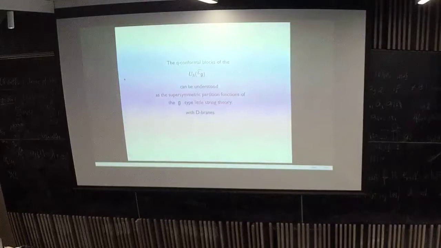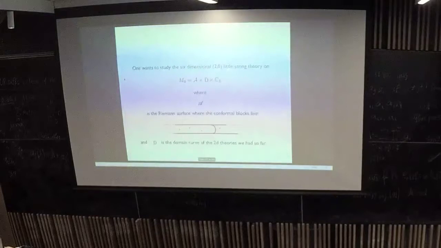Okay. All right. So, from the string theory perspective, the two conformal blocks are supersymmetric partition functions of string theory with D-branes. Okay. So you want to take a six-dimensional string theory of 2-0 type on a six-manifold, which is a product of the Riemann surface where the conformal blocks live, D, this infinite cigar that was the domain of Gromov-Witten theory, times another complex plane that's auxiliary, that was abstract in so far.